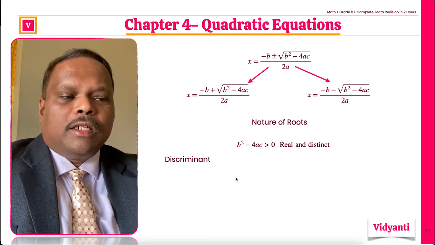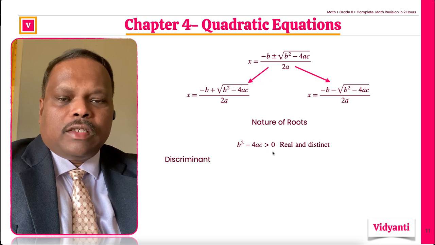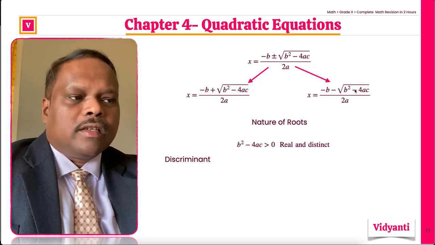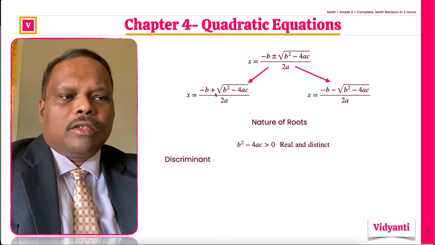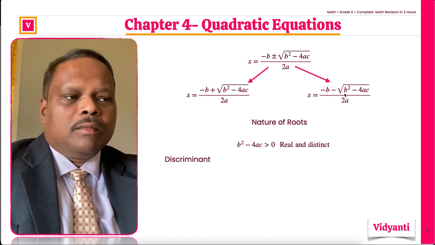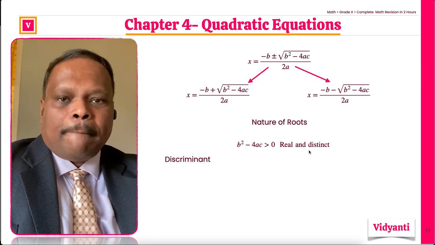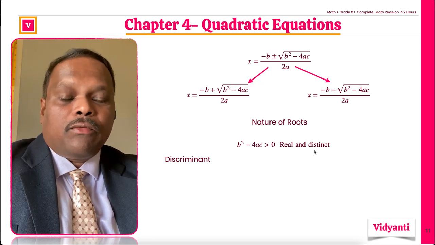So there are three possibilities now. If b square minus 4ac is greater than 0, well, that means there is something here, there is something here. So that means minus b plus something will happen, minus b minus something will happen. You will get two separate roots, and that's how the roots will be real as well as distinct, means different.